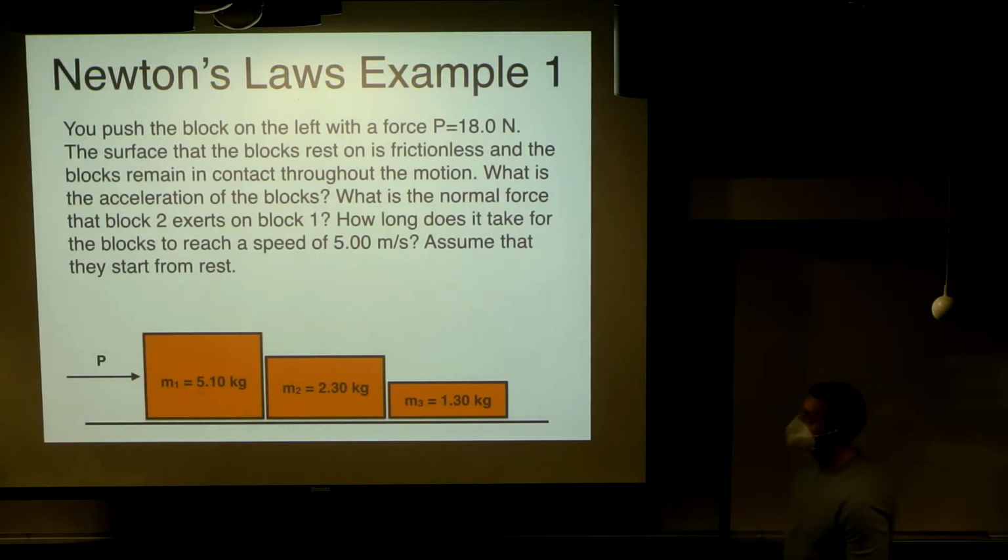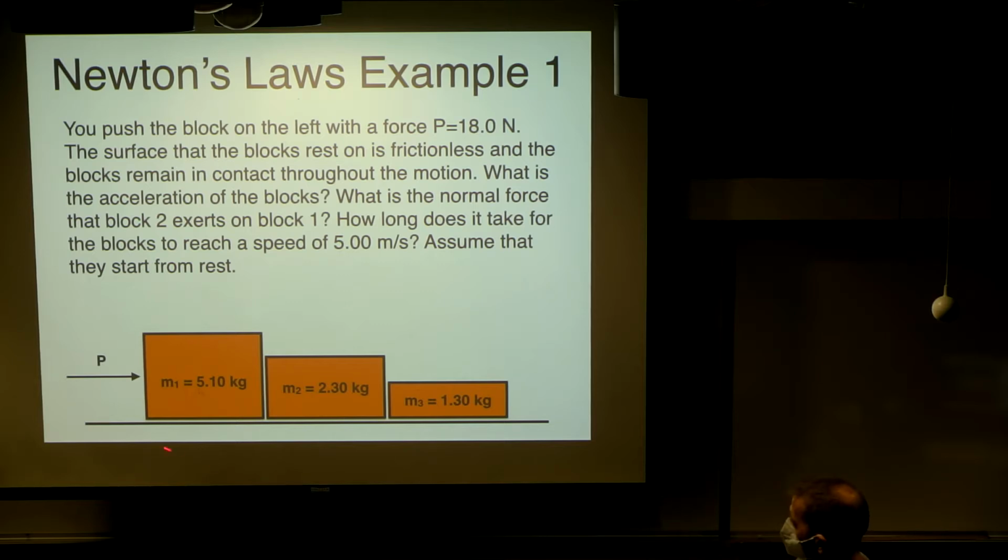First example is this. We have 3 blocks, M1, M2, and M3, which are sitting on a flat surface. Let's say you go ahead and you push this block with a force of 18 newtons. So P is going to indicate the force that we exert on block number 1, okay? And let's just jot down the masses. The mass of the first block is 5.1 kilograms. The mass of the second block, 2.3 kilograms, and then 1.3 kilograms for the third.